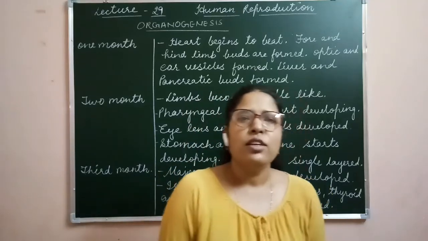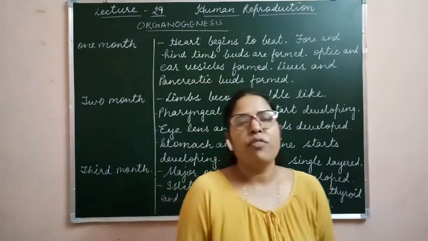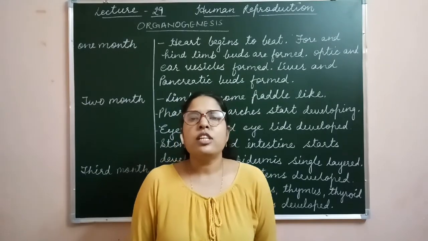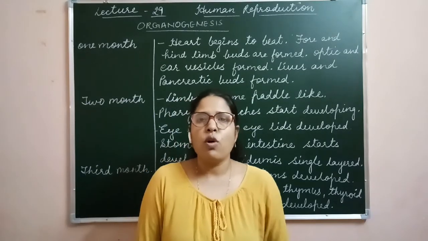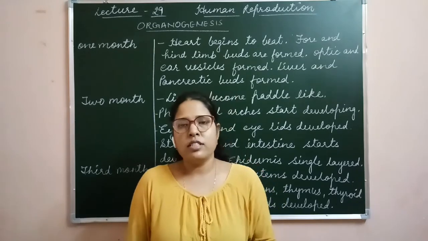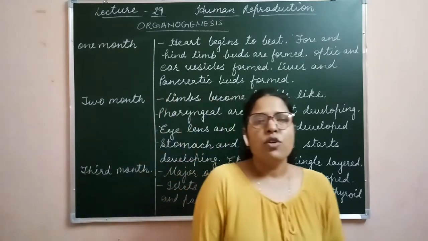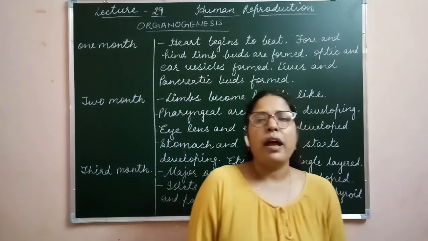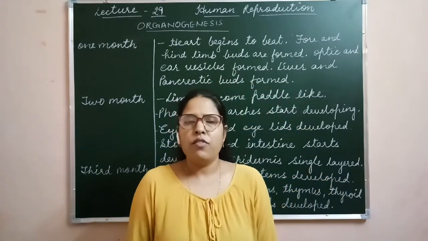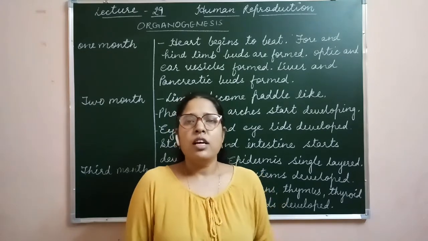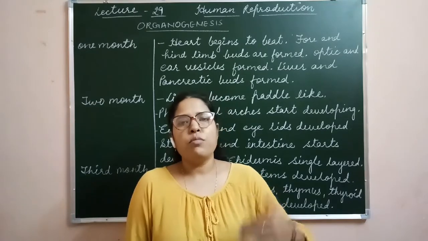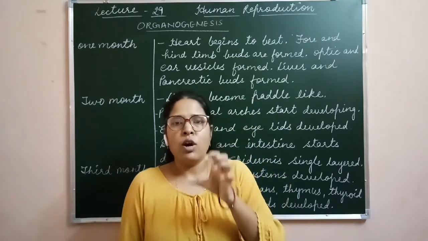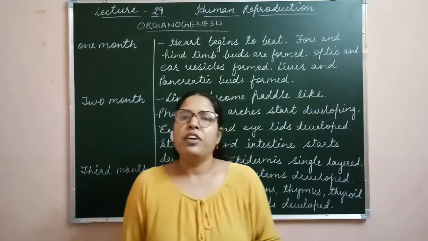Hello students, today we are here with the next lecture of human reproduction, that is organogenesis. Organogenesis is the process of formation of organs and organ systems from the three germ layers, that is endoderm, ectoderm and mesoderm. Clear? We have discussed the fate of these germ layers. Now come to the topic, organogenesis, when the organs are formed in the fetus.